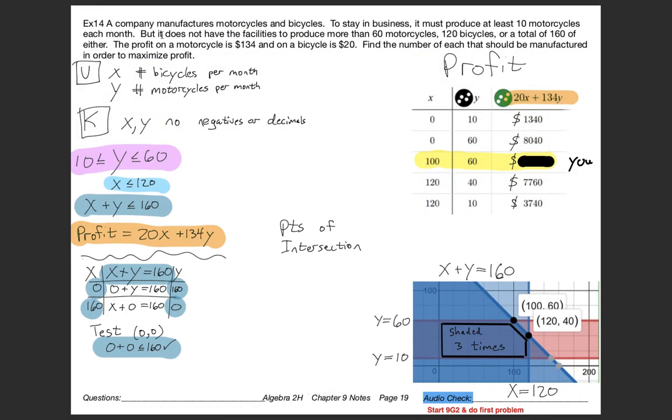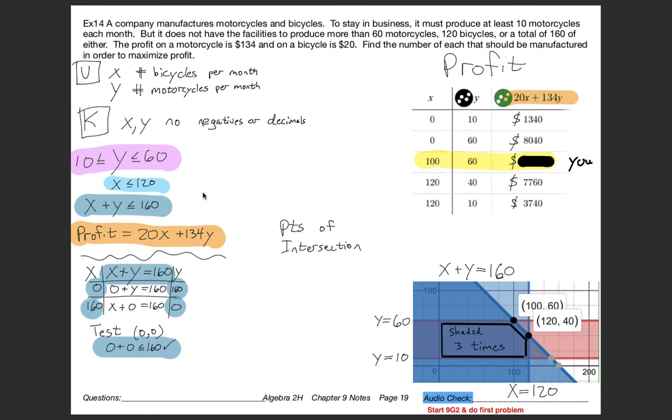Let's do another one. A company, this is example 14 from your textbook. A company manufactures motorcycles and bikes. To stay in business, it must produce at least 10 motorcycles each month. But it does not have the facilities to produce more than 60 motorcycles, 120 bicycles, or a total of 160 of either. The profit on a motorcycle is $134, and the profit on a bicycle is $20. Find the number of each that should be manufactured in order to maximize profit.